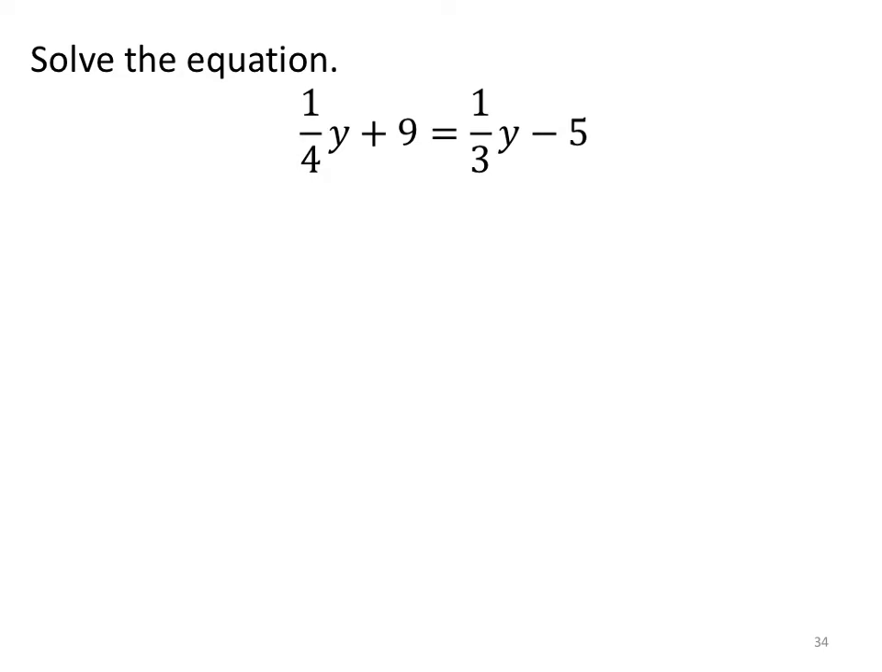So this one will work a little bit different, right? Because it's not a one-stepper. And we do have x, well, y's on both sides of the equation on this one. But the same idea works, right? You could say, well, I want my y's on the left, and the numbers on the right.